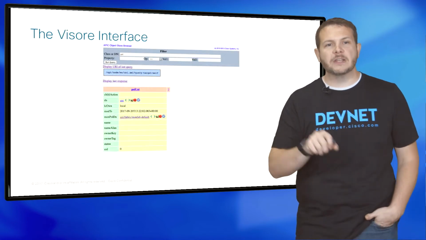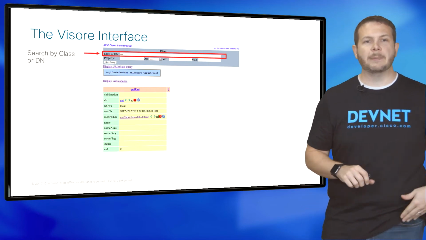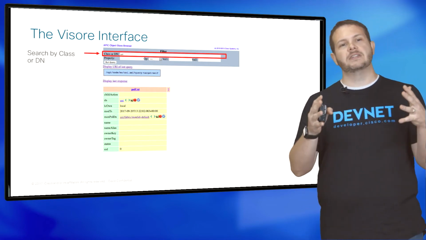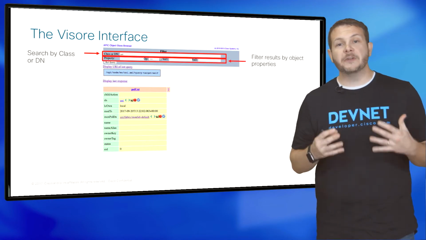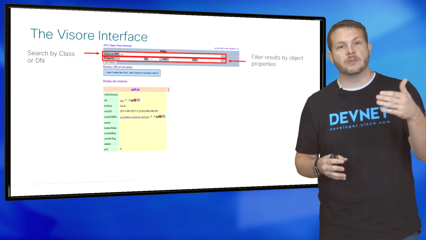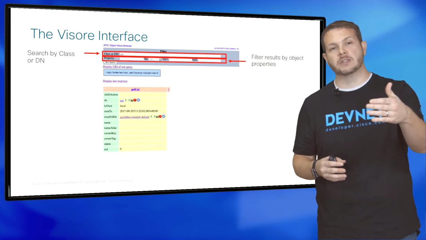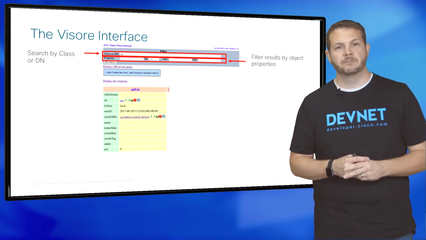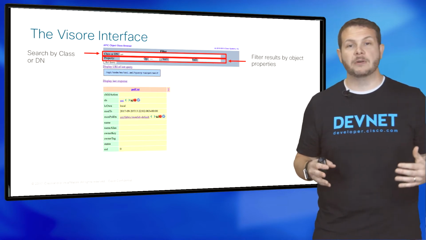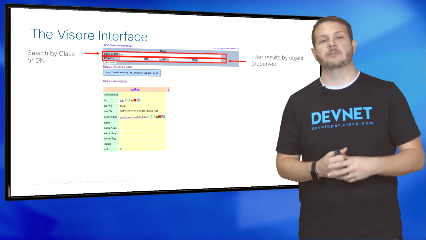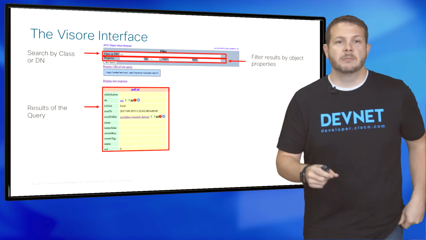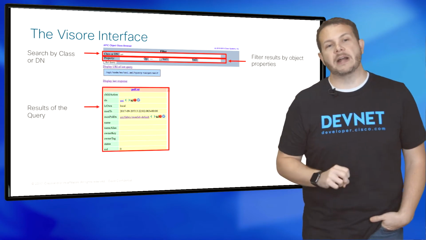If we look at the interface for Visori, it starts out at the top with where we can identify the class or the distinguished name that we're interested in searching for. We can provide filters so that we can hone in and return just the results that match a filter that we're after. For example, if we want to do a class query for all tenants, but we're only interested in a specific tenant, we can use the property filters for that. Below, we see the results of the query that are active.